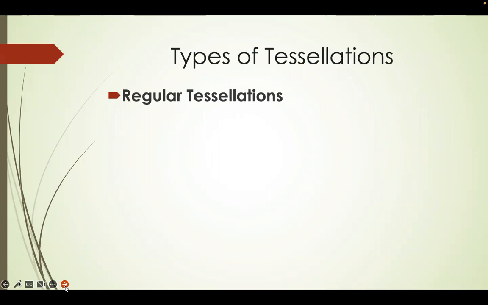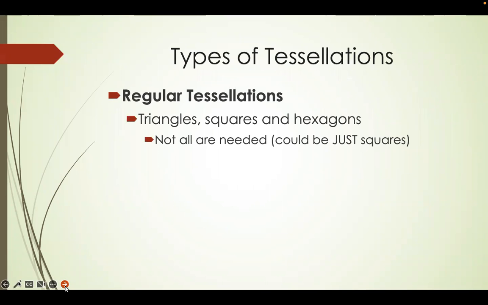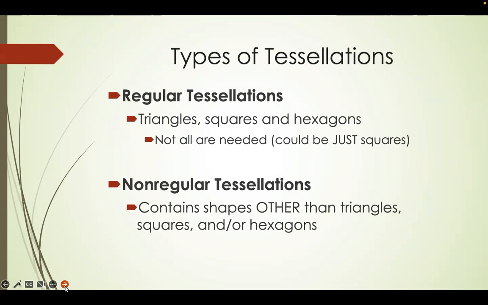The first type is called a regular tessellation, and those are made up of triangles, squares, or hexagons. You don't need to have all three of these shapes, right? You could have a tessellation that is just squares or just hexagons, but it could also have a combination of these three shapes. And then we have non-regular tessellations, which literally are everything else. So non-regular tessellations contain shapes other than triangles, squares, or hexagons.